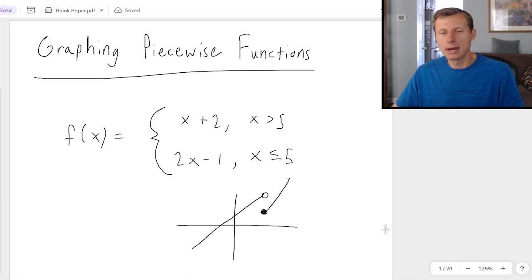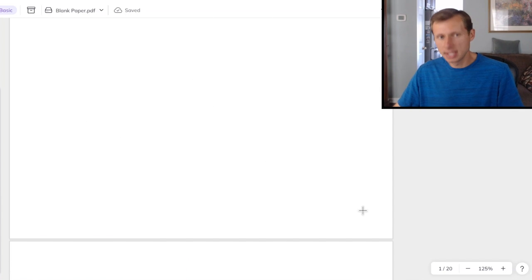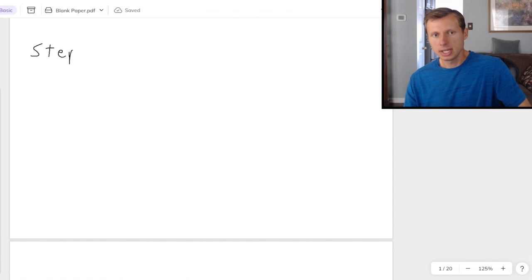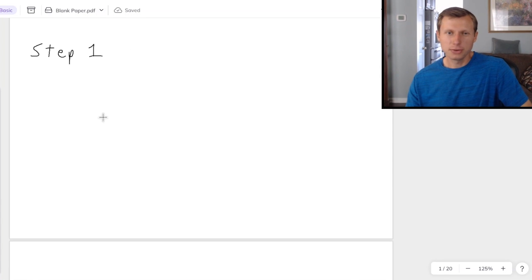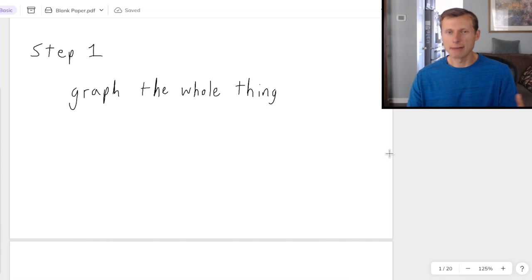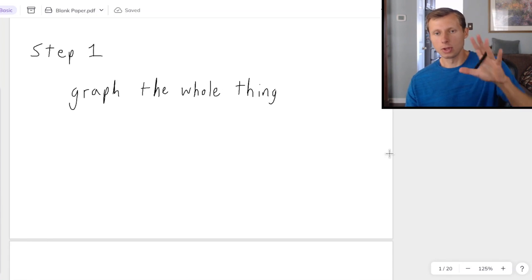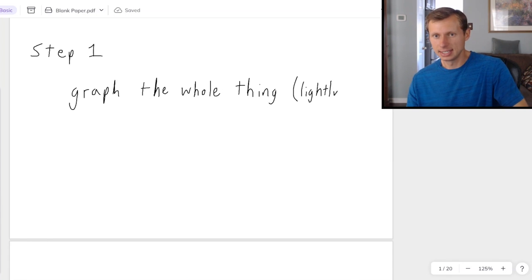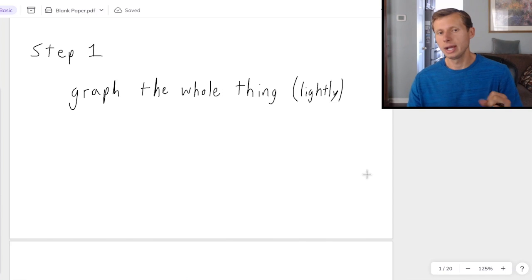But before we talk about how to graph these functions, let's go over my tips on how to do it. So the first thing I like to do is, for each function in the piecewise function, I'm going to graph the whole thing. When I say the whole thing, if the function is y equals x plus 1, then I'm going to graph x plus 1, not just for the x values they want me to, like let's say x is less than 5. I'm going to graph it for the whole thing lightly, because I'm going to erase it later. And I'm going to do that for every part of the piecewise function.